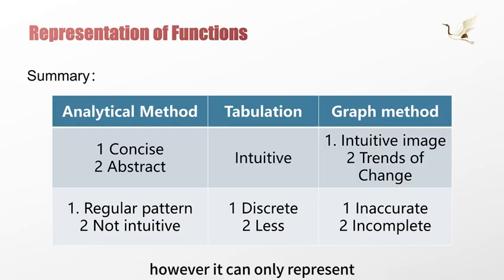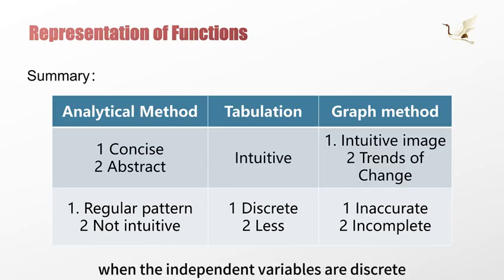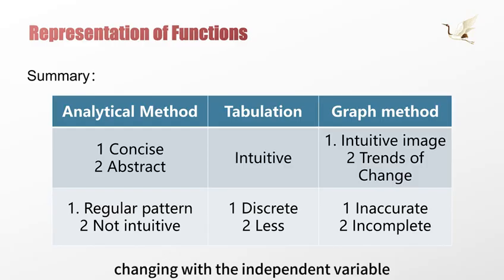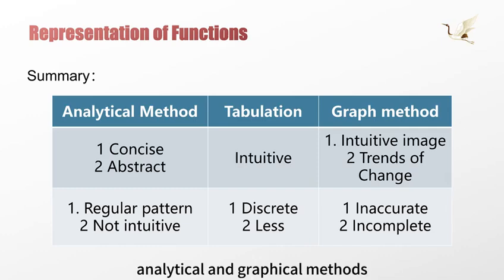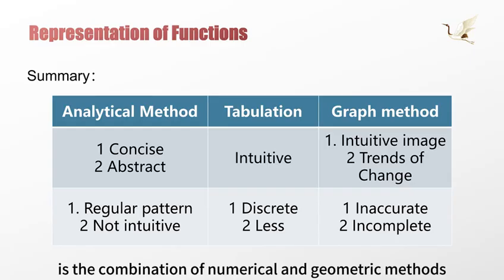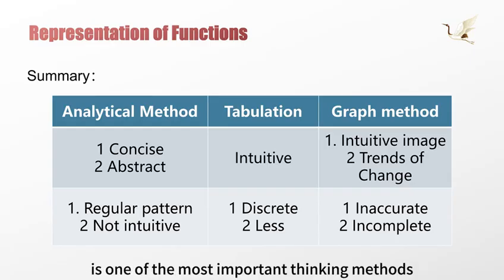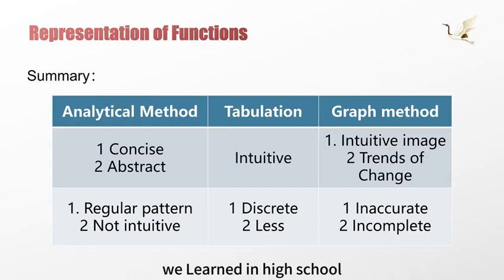However, it can only represent cases when the independent variables are discrete and the data is relatively small. The graphical method is intuitive and can also represent the trend of the dependent variable changing with the independent variable. However, its biggest problem is its inaccuracy and incompleteness. The method of combining analytical and graphical methods to characterize the same function is the combination of numerical and geometric methods. The method of combining numbers and shapes is one of the most important thinking methods we learned in high school.